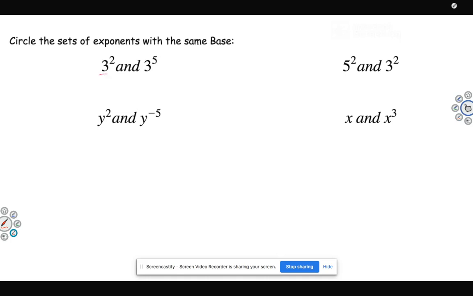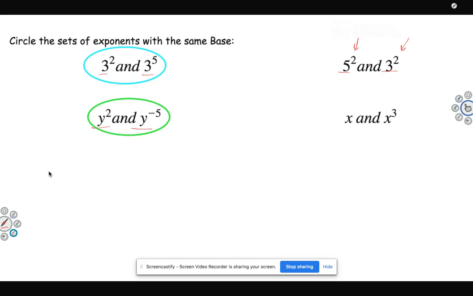If we're looking at the base, again, that's the number on the bottom. So 3 and 3, these would be ones that have the same base. If I'm looking at 5 and 3, 5 and 3 are different. Although the 2 and the 2 are the same, we can't combine those because they have a different base. That's something to realize. If I'm looking at this one, my bases are y and y. If you have 2 y's as your bases, those are something you can combine.